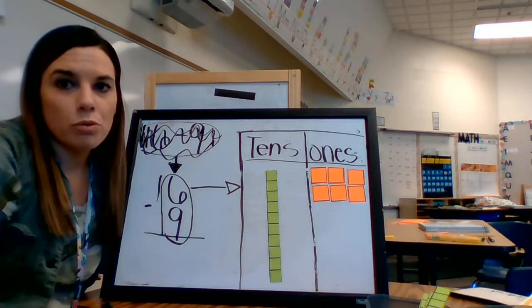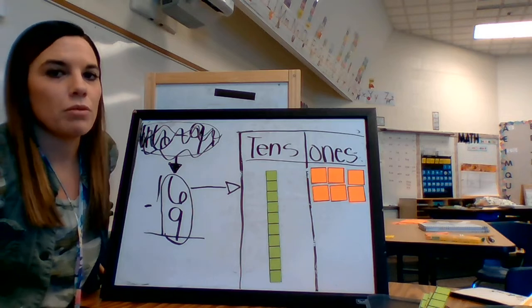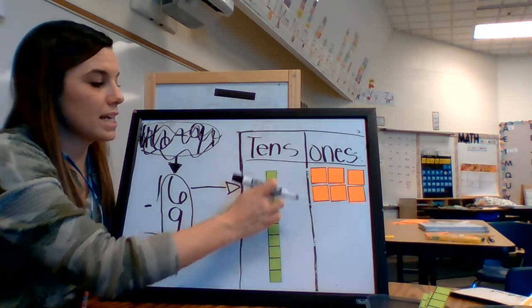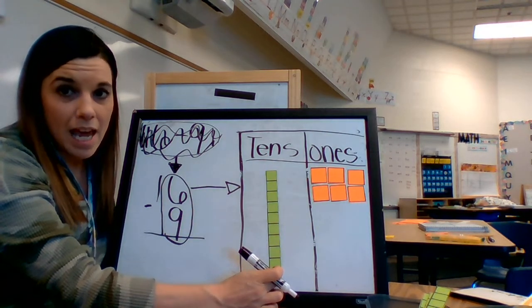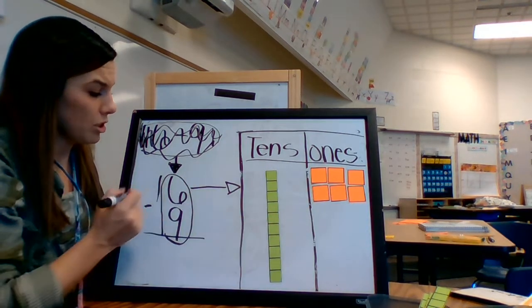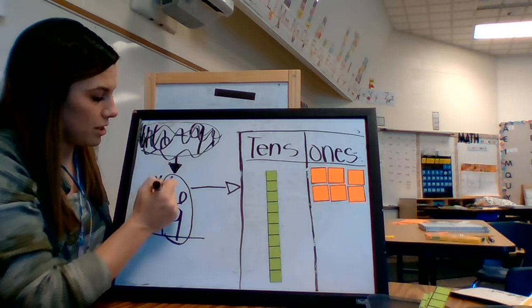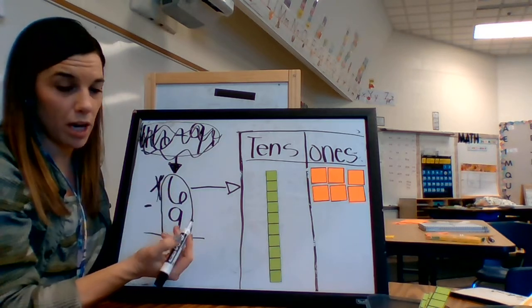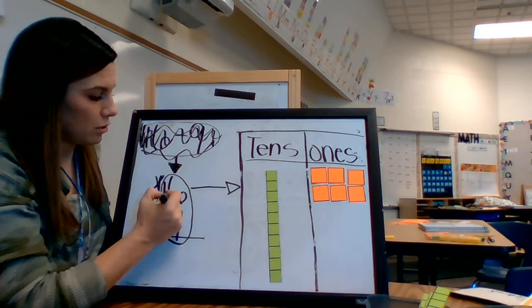So we have to regroup. Remember, regrouping means we're going to take this group of 10s and exchange it with 10 ones over here. Let me show you here. I'm going to take this group of 10 away, so I crossed it out, and I'm going to move it over to the 1s place.